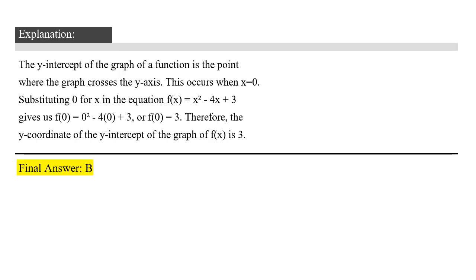The y-intercept of the graph of a function is the point where the graph crosses the y-axis. This occurs when x equals 0. Substituting 0 for x in the equation f(x) equals x squared plus x plus 3 gives us f(0) equals 0 squared plus 0 plus 3, or f(0) equals 3. Therefore, the y-coordinate of the y-intercept of the graph of f(x) is 3.